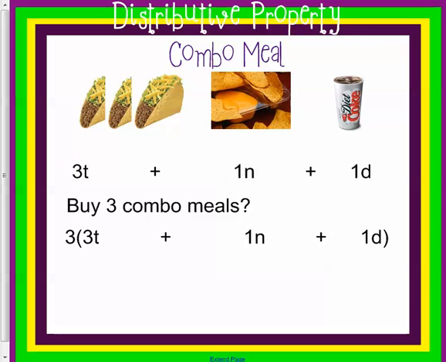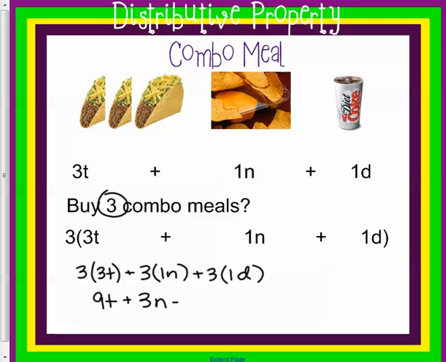What if this were your combo meal? So you have 3 tacos, you get 1 nacho, and a drink. What if I wanted to buy 3 combo meals? Go ahead and see if you can figure out how much of each you would have when you're done. So you need to distribute the 3 to the tacos, the 3 to the nachos, and the 3 to the drink. So we get 9 tacos plus 3 nachos plus 3 drinks. That's what they would put on the tray for you.